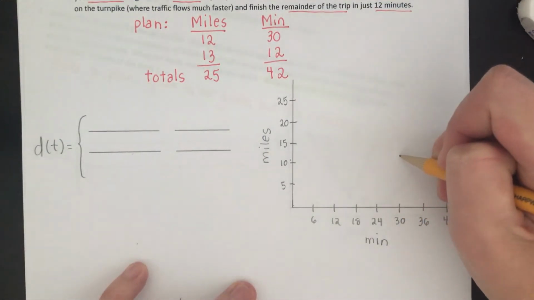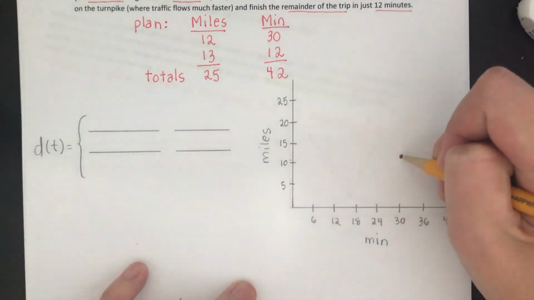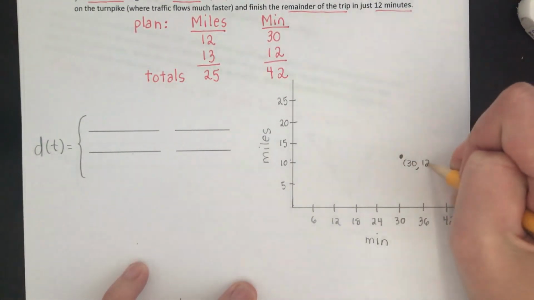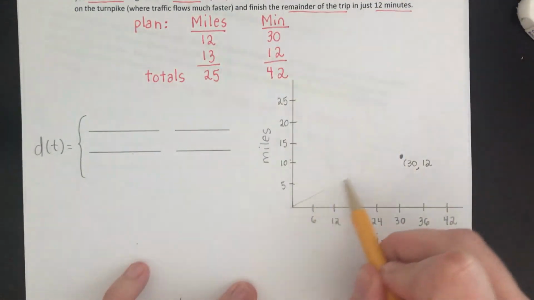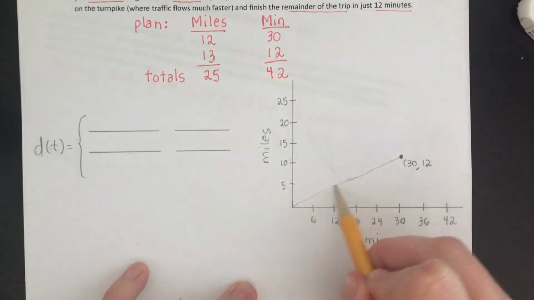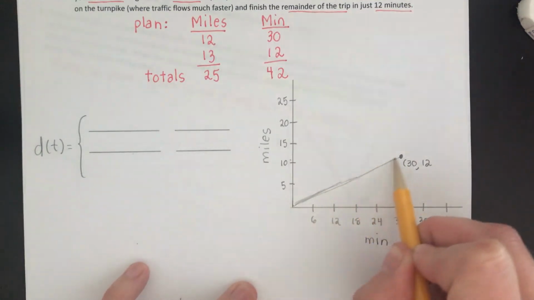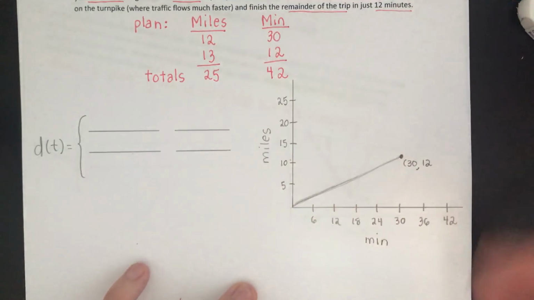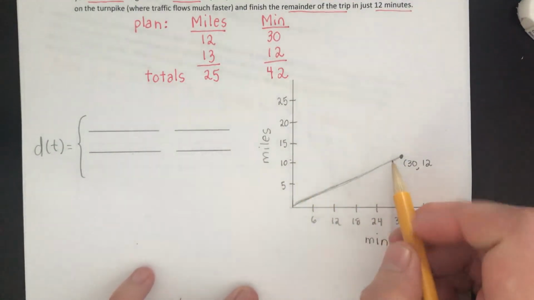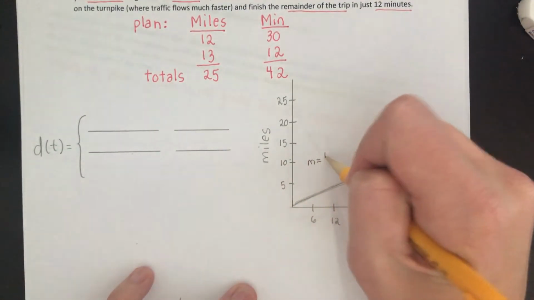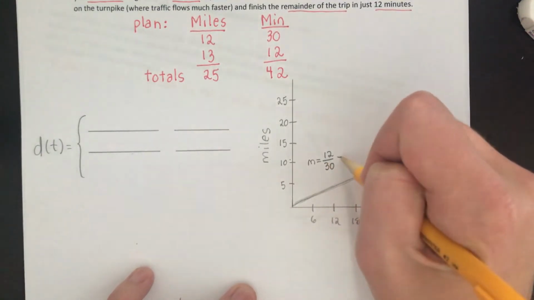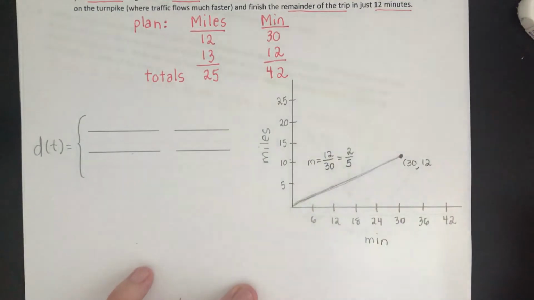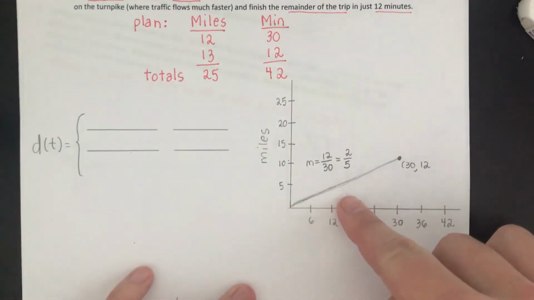Okay, so for our first point, it takes us 30 minutes to go 12 miles. So about here, and this coordinate is (30, 12). Takes us 30 minutes to get 12 miles. That's our first coordinate. So our slope for this first section here would be, we're going up 12, right 30. So this would be 12 over 30, which can simplify to 2/5. So that's our slope for our first section here.